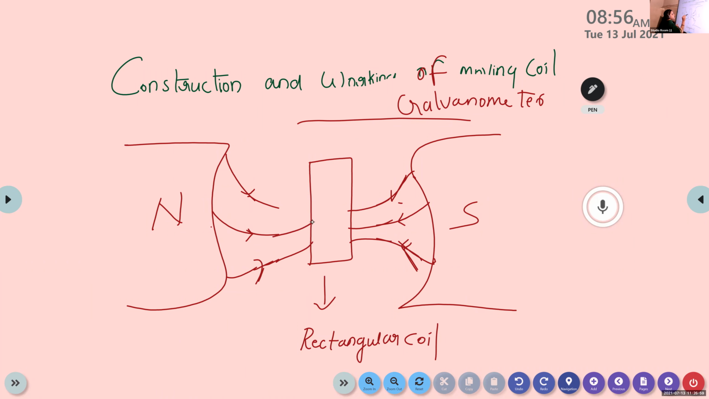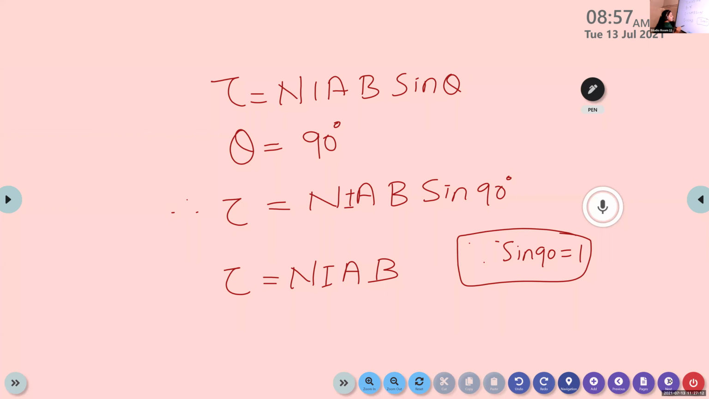Now the angle between the rectangular coil and the magnetic field: they are mutually perpendicular to each other, so the angle between them is equal to 90 degrees. That is why we take tau is equal to NIAB sine theta. The angle between the magnetic field and the rectangular coil is 90 degrees after the rotation. So tau is equal to NIAB sine 90. Since sine 90 is equal to 1, we have tau is equal to NIAB.